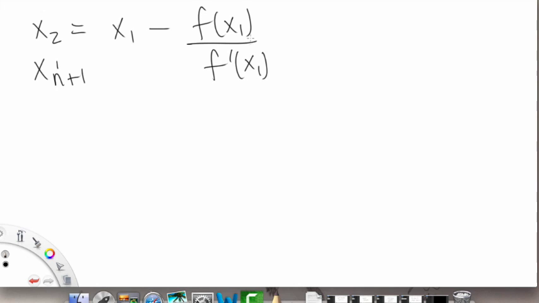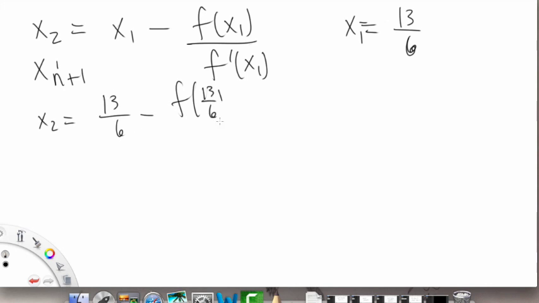Now if we write the formula for x sub 2, this is like x sub n plus 1, so n is 1. Then we have x sub 1 minus f of x sub 1 over f prime of x sub 1. Again, our x sub 1 is equal to 13 over 6. We'll just use the fraction form. So x sub 2 is equal to 13 over 6 minus f of 13 over 6 over f prime of 13 over 6. Let's see when we plug those in.